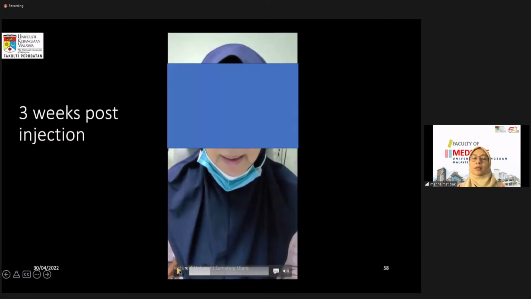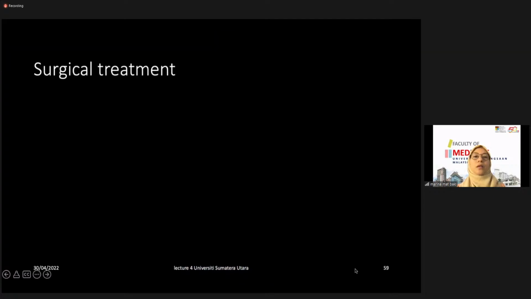And after 3 months, the strangulated voice may occur, and you have to re-inject. So if you see that when you inject, the voice is so hoarse, so breathy, the next injection you would want to reduce the dose. So a little bit on surgical treatment.